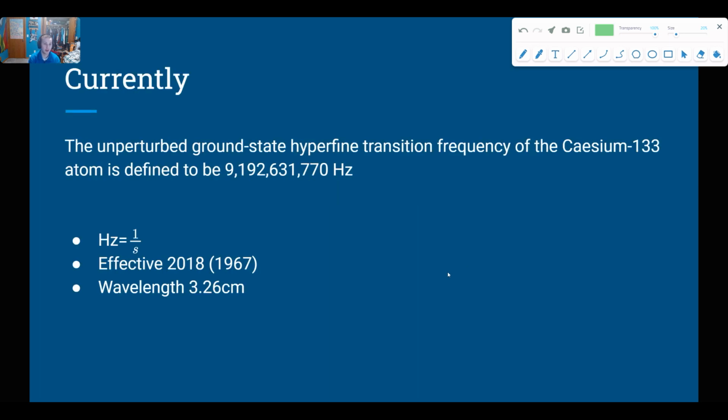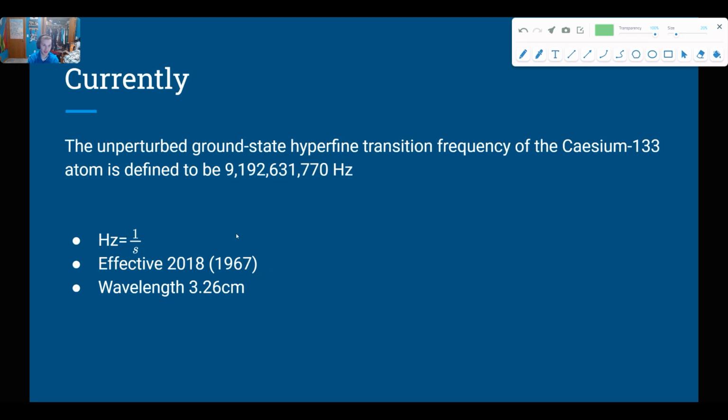So currently, the definition of the second is: the unperturbed ground state hyperfine transition frequency of the cesium-133 atom is defined to be 9,192,631,770 hertz. Okay, so a lot of words and a really big number. What does this actually mean? First of all, hertz is 1 per second. It's a measure of frequency.